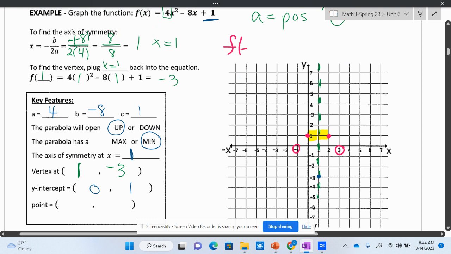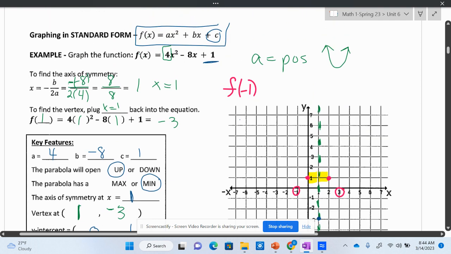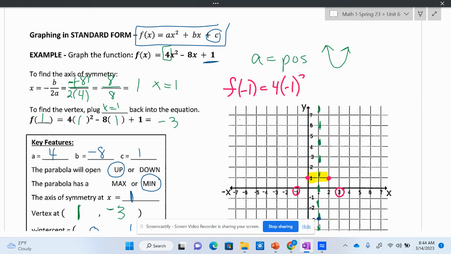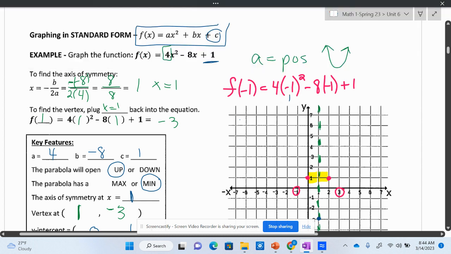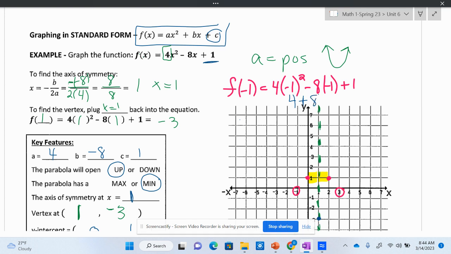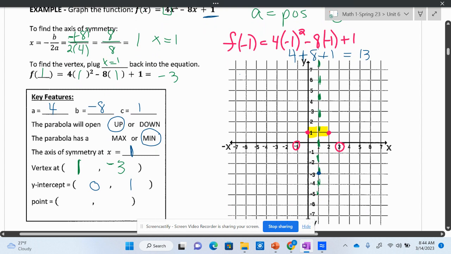F of -1, we're plugging in -1 to our equation, equals 4 times (-1) squared, minus 8 times -1 plus 1. So I'm going to work this one out in my brain. What is -1 times -1? Say again. +1. So 4 times 1 is 4. What is -8 times -1? A +8 plus 1. So what does that equal? It equals 13.